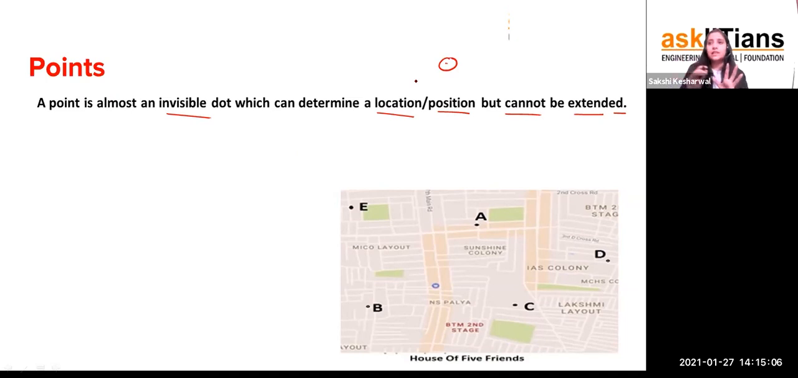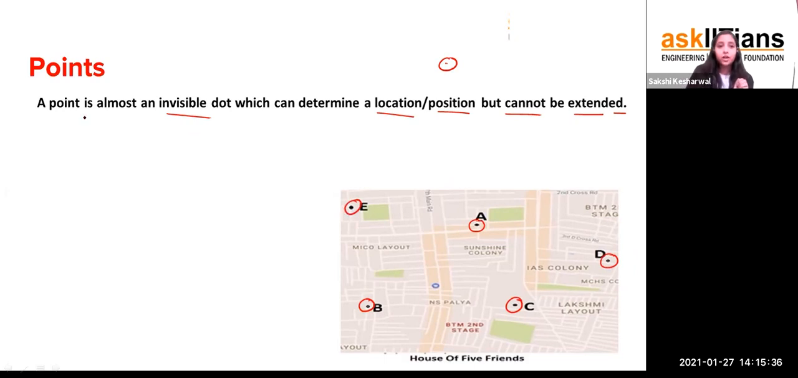If you play any game, let us suppose Monopoly or something, you locate yourself: this person is standing over here, this person is standing over here. You denote the position of a person with a point, like A is standing over here, B is standing over here, C is standing over here, D is standing over here, and E is standing over here.